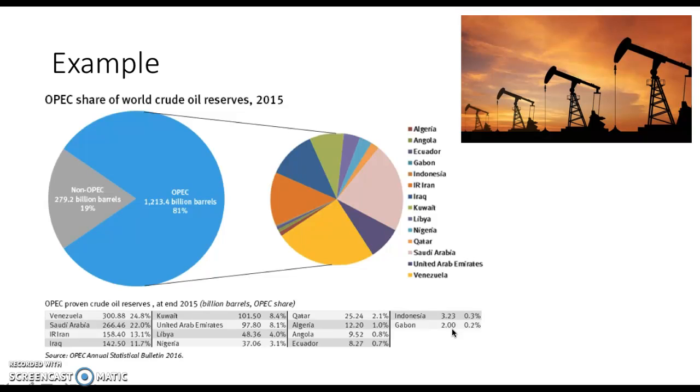Now in terms of that profit sharing, what would happen if they did it by percentage of market share? Then Venezuela would get, because they have 24.8% of market share, they would also get 24.8% of the profit. And in contrast, Gabon would only get 0.2% of the profit share.